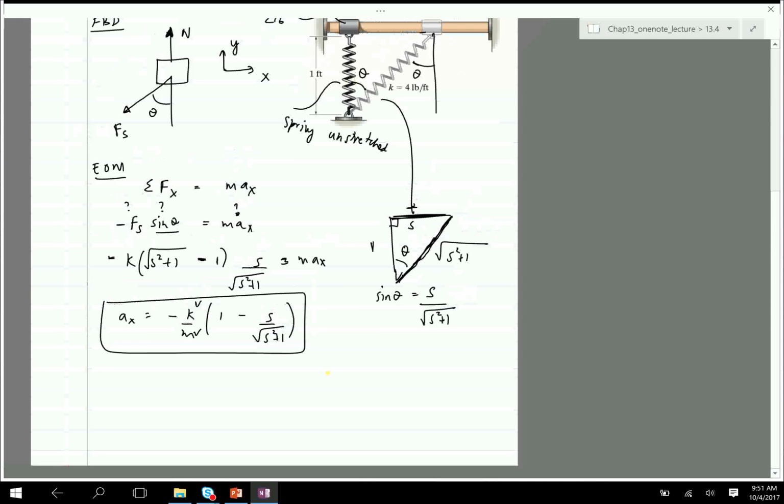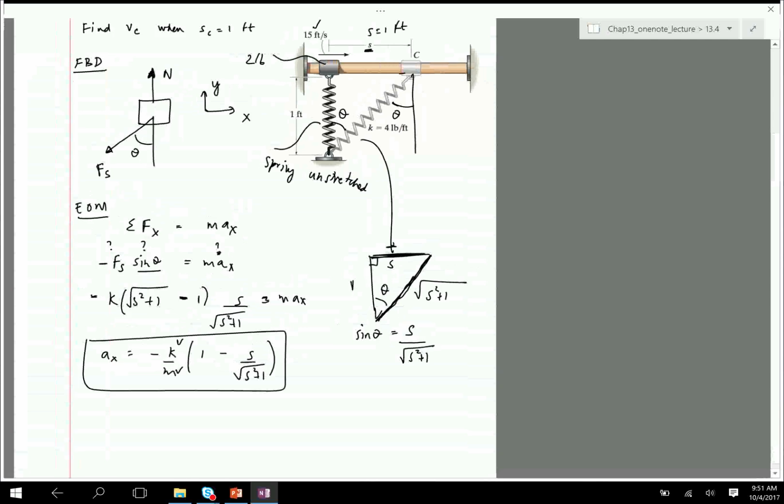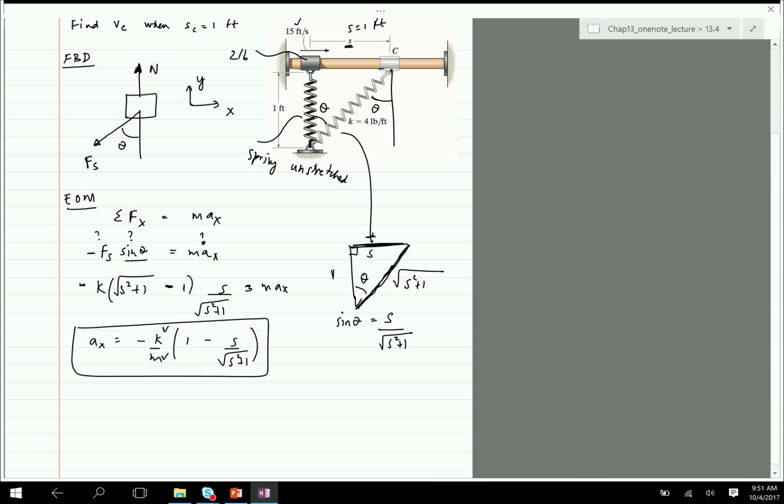Now, the step I have to do in order to get vC, and I don't have time, so I'm just going to write the equation and I'll complete it later, is you're going to find the velocity when s is 1 foot. So you use the formula you talked about earlier, which is v dv over ds equal to ax. So v dv is ax ds. The limits of integration are 0 to 1, and v goes from 15 feet per second to vC, which is unknown. So this ax has to go in here, and you have to integrate it.